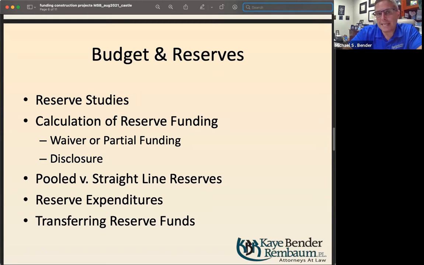The vote that's needed is not a significantly high number either. You establish quorum, and depending on your governing documents, in the condominium world, your quorum requirement is going to be a majority unless you have a lower number in your documents. Several condominiums we represent only require a third. So you need to establish quorum, and then a majority of the quorum is what is needed to approve either waiving or partially funding reserves.